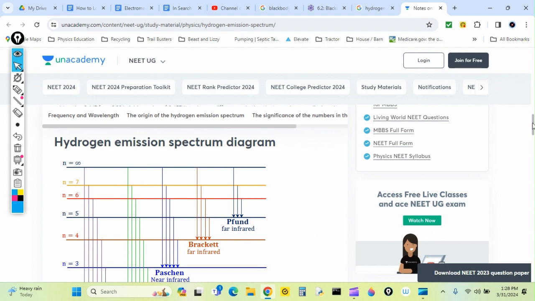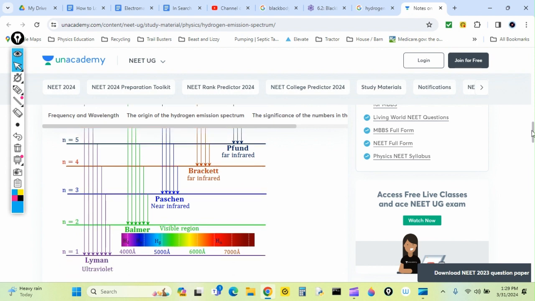So these other things follow the same thing. These are the visible ranges. These are infrared, and these are infrared. All of these are spectral lines that come from that hydrogen atom.